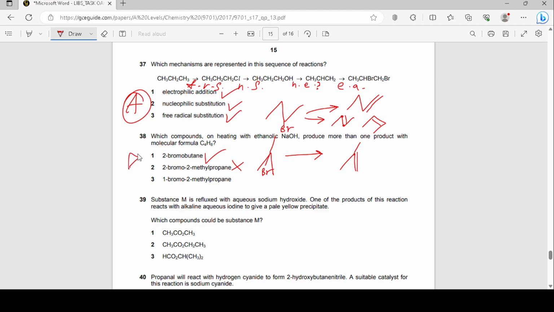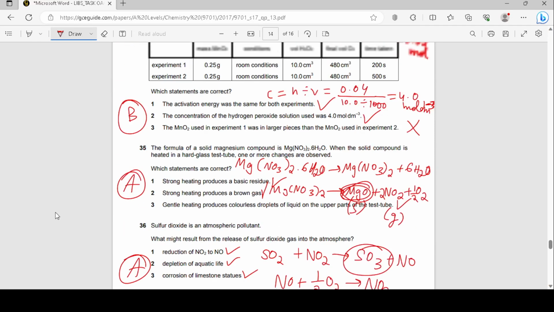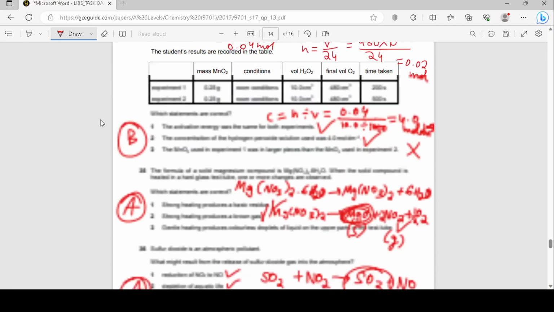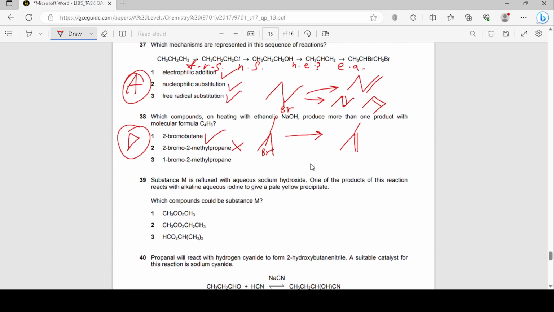So D must be the answer because only 1 is right. But considering the options that they give, I mean these ones, I can test D as well. Sorry, 3 as well just to make sure. So it's 2-methyl and 1-bromo this time. Or you could draw it like this as well. It's fine, not a problem.